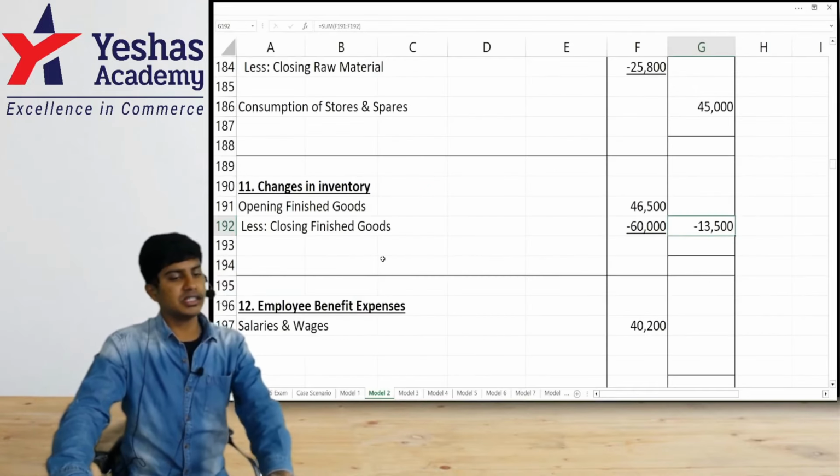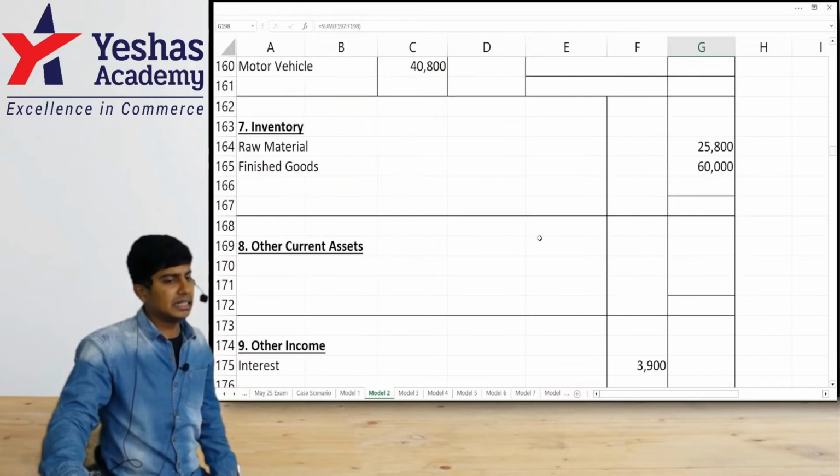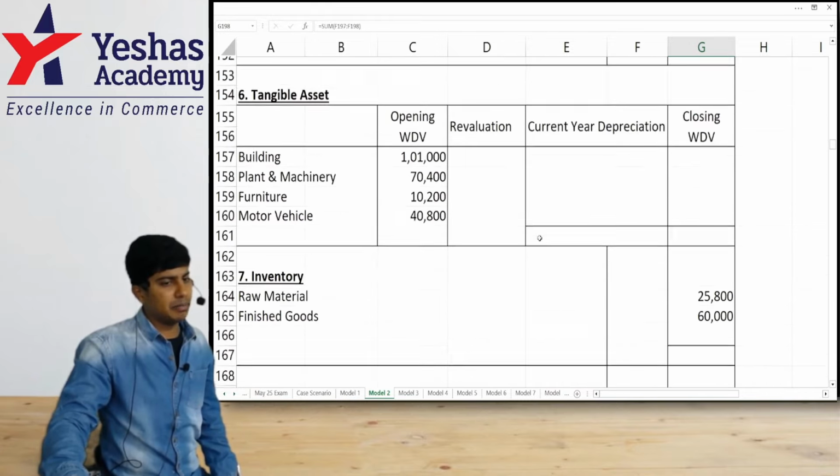This will be added in employee benefit expenses. We have opened one note for employee benefit expenses. Salaries and wages 4,200 paid. Add outstanding amount, which is 4,500, making it 44,700. Then this 4,500 should have been paid. Because it is not paid, it will become a liability, and its liability is written in other current liability. I'll write here below outstanding manufacturing expenses, outstanding salaries and wages 4,000.